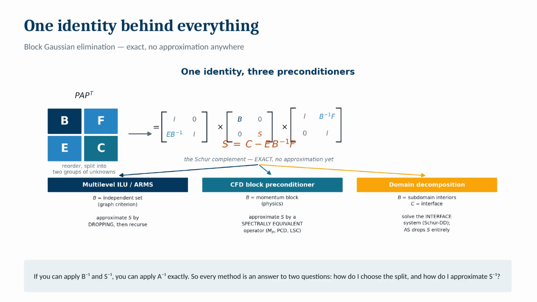Exactly. No approximation anywhere. So every method in this video is an answer to 2 questions. How do I choose the split? And how do I approximate S inverse? Multilevel ILU chooses the split with a graph algorithm and approximates S by throwing away small entries and recursing. CFD chooses the split by physics and replaces S with a completely different operator that happens to have the same spectrum. Additive Schwarz refuses to make the split at all and overlaps instead. 3 answers. Same starting point.